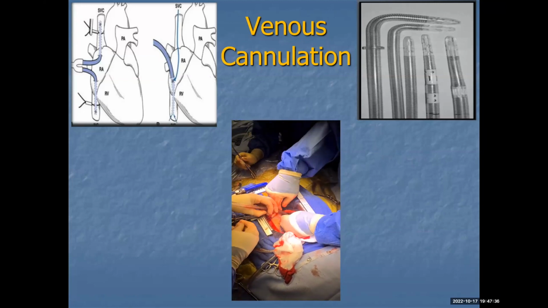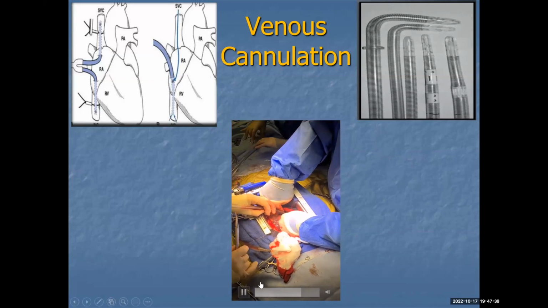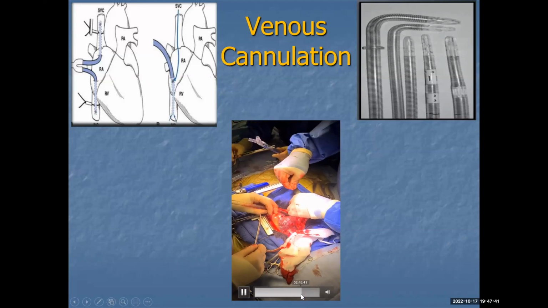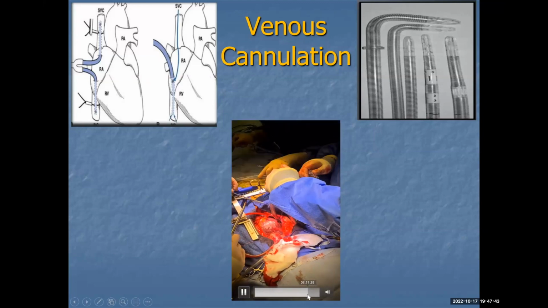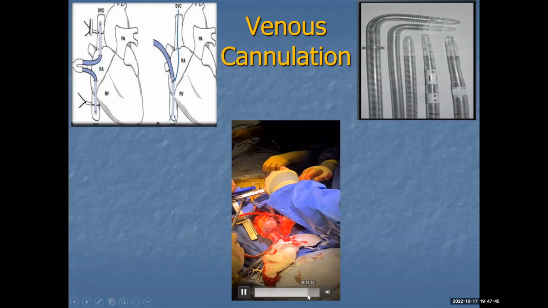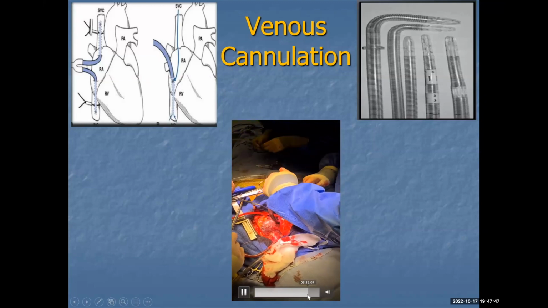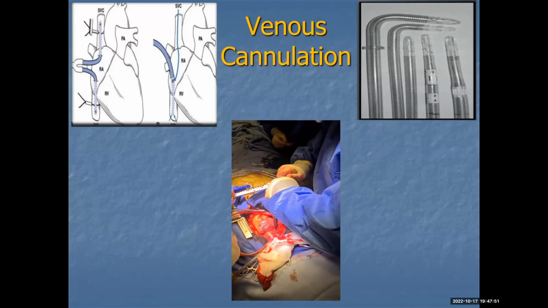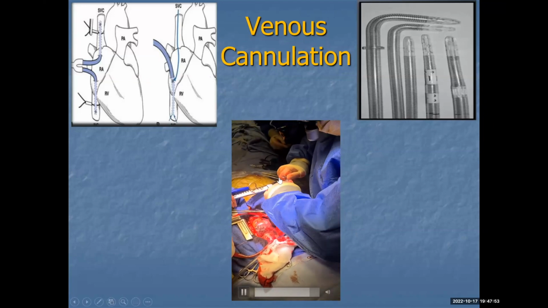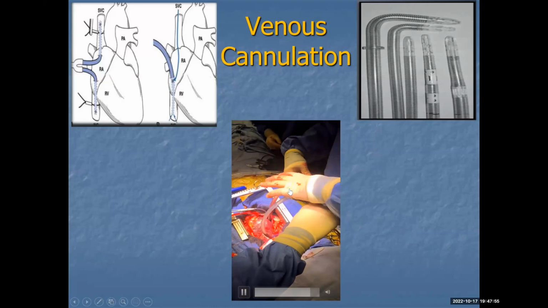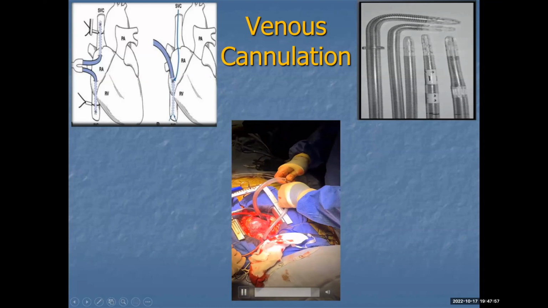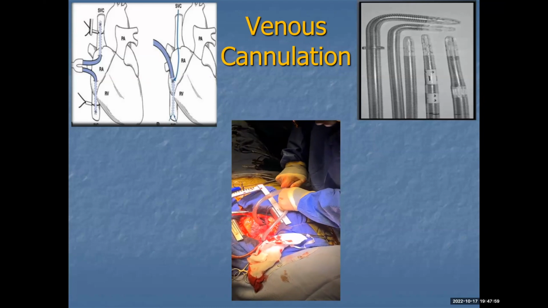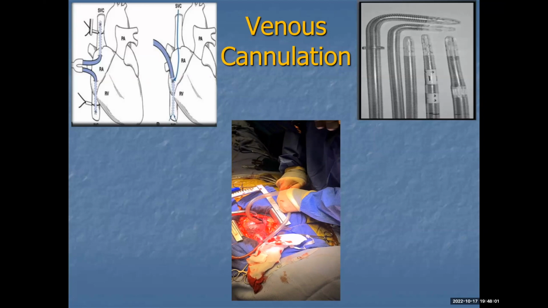So you'll see I'm going to be on one line here, one line here. And he's connecting the two pipes together. So this is the tubing from the heart-lung machine, and we're connecting it up to the patient.